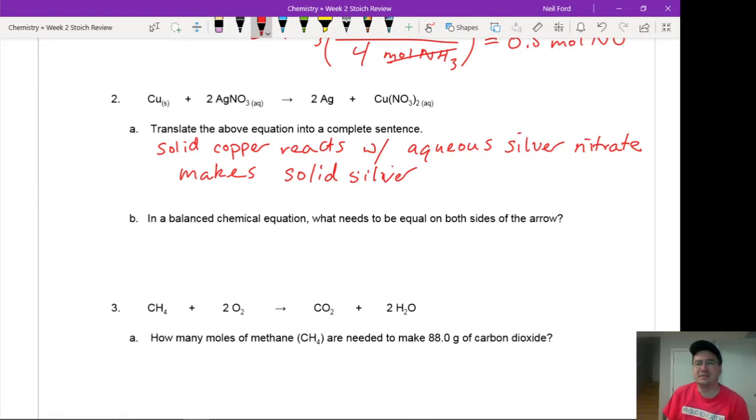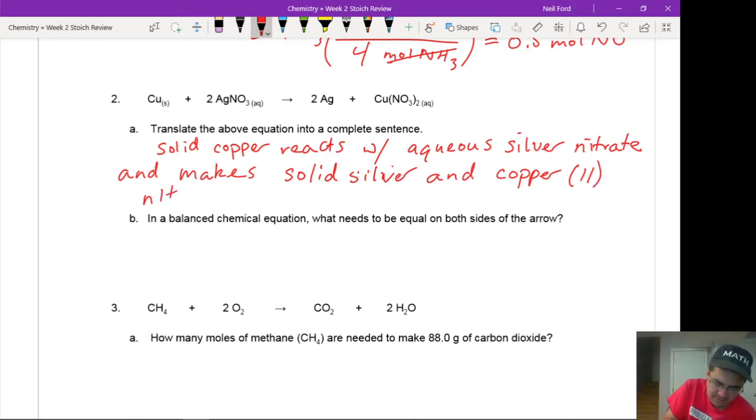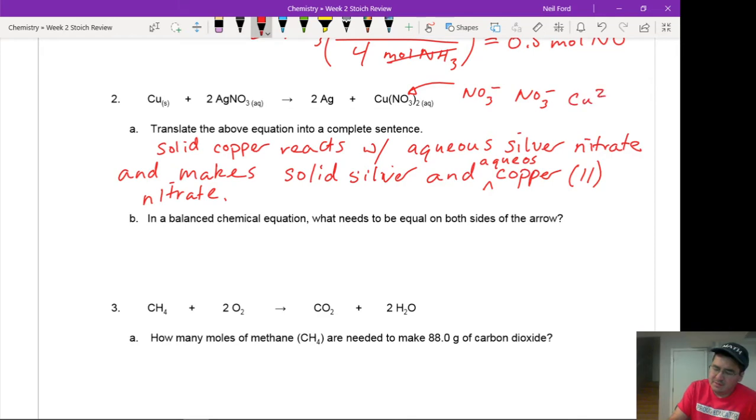Solid copper reacts with aqueous silver nitrate and makes solid silver, and copper, this one we will need a Roman numeral, copper 2 nitrate. And I could put the word aqueous in. Or I could say copper 2 nitrate solution. And the way I know it's copper 2, I look at the charge. Nitrate is usually a negative charge, and since there was 2 of them, I need this to be copper 2 plus. So that's copper 2 nitrate.